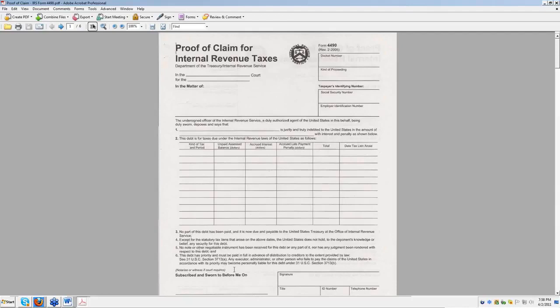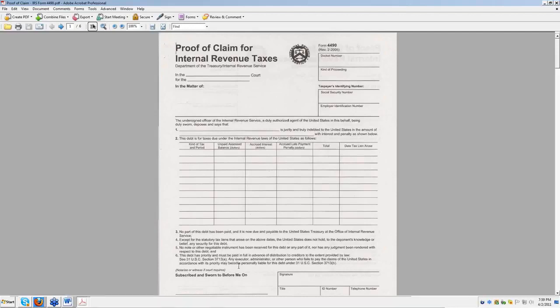Number 5, no note or other negotiable instrument has been received for this debt or any part of it, nor has any judgment been rendered with respect to this debt. And 6, this debt has priority and must be paid in full in advance of distribution to creditors, to the extent provided by law. See 31 U.S.C. Section 3713A.